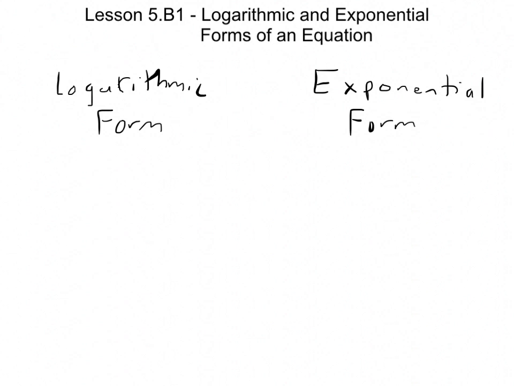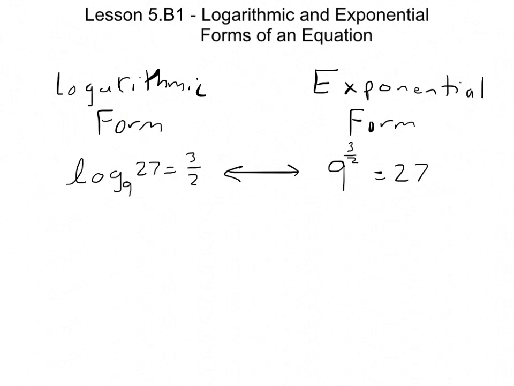So for instance, the logarithmic form would look something like the log base 9 of 27 equals 3/2. And the information encoded in that, what that means is exactly the same as if I were to say 9 to the 3/2 power equals 27. And so the idea is simply that the base of the logarithm becomes the base of the exponent. The thing being evaluated in the log becomes what you're equal to in the exponential form, and what the logarithmic form is equal to becomes the power of the exponential form.